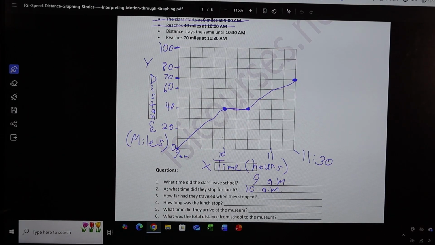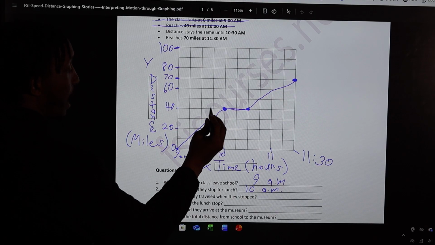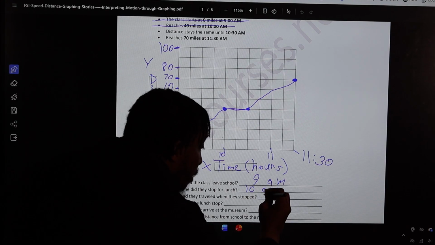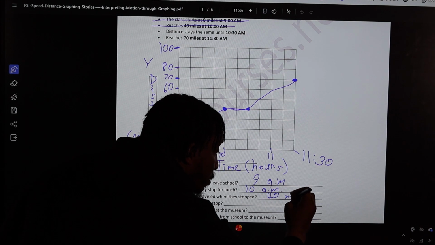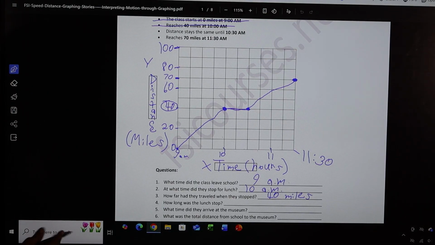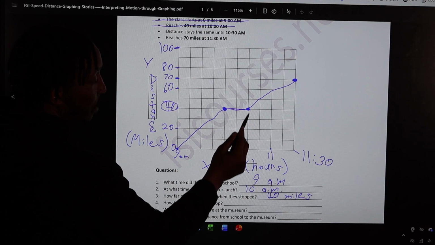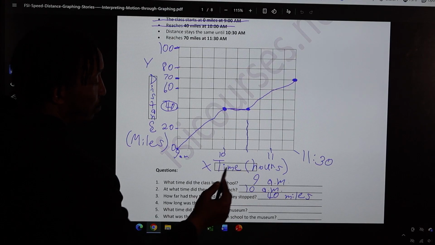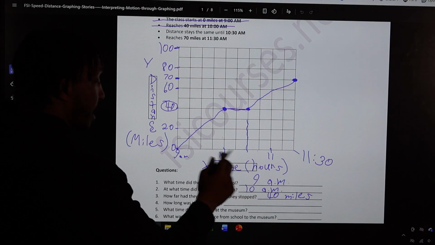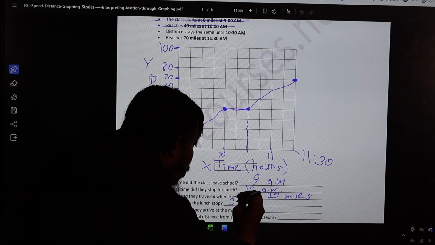How far had they traveled when they stopped? If we look up here, here's the flat line, but when they stopped, how far? I'm going to take this over. They had traveled 40 miles before they stopped. So I'm just going to put my 40 miles. How long was the lunch stop? Remember, they started at 10. The lunch stop started at 10, but then they started moving again right here. So the lunch stop is the number directly in between 10 a.m. and 11 a.m., which is going to be 10:30. So that means they stopped from 10 to 10:30. That means they stopped for 30 minutes. That's how long the lunch stop was.